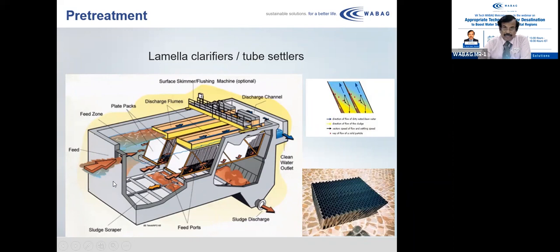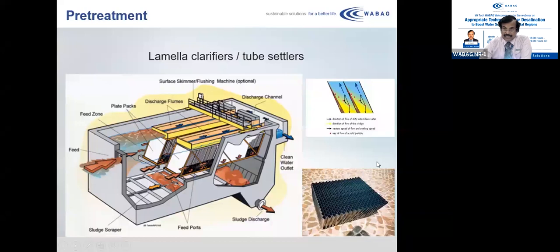The water normally enters from the bottom, and then it rises slowly through the gaps in between the parallel plates, which are kept at 60 degrees and above. When it rises, you can see on the right side, the particles through the gap try to settle down onto the plate area and then slip down to the bottom and fall into the hopper area. From the hopper area, it is evacuated as sludge.